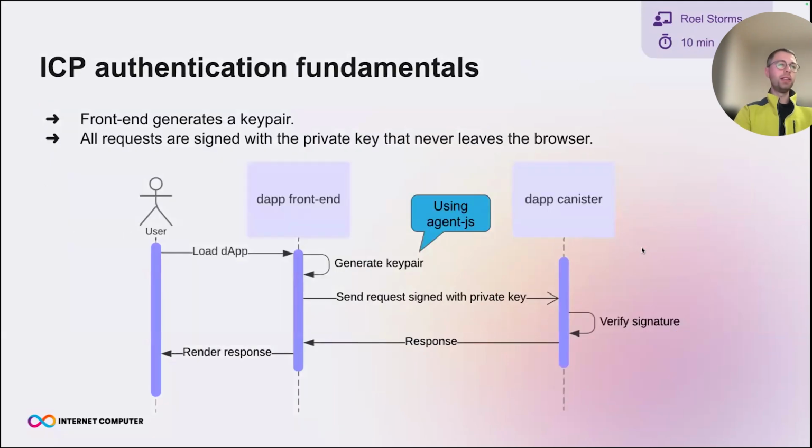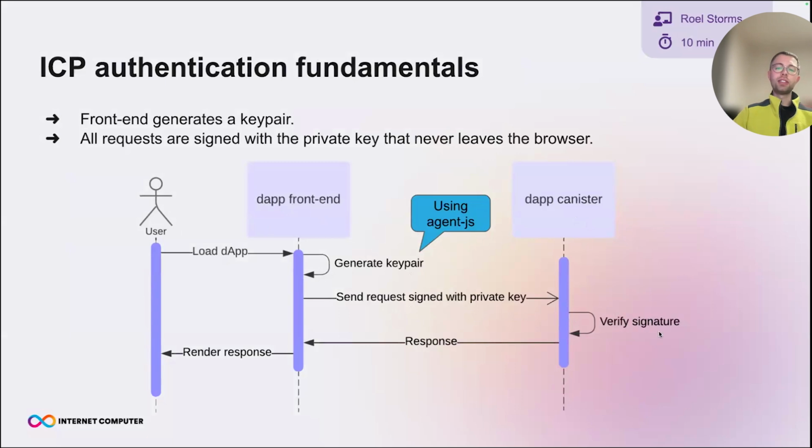Before I can actually explain the issues, let's briefly talk about ICP authentication. So this is even without II. If you interact with the internet computer, or if your users interact with the internet computer using your application, then your application will typically generate a key pair using agent.js and will sign all the messages, and those signatures can be verified.